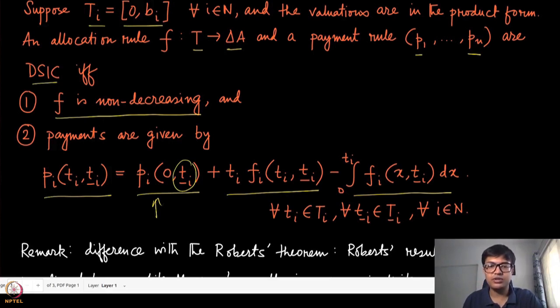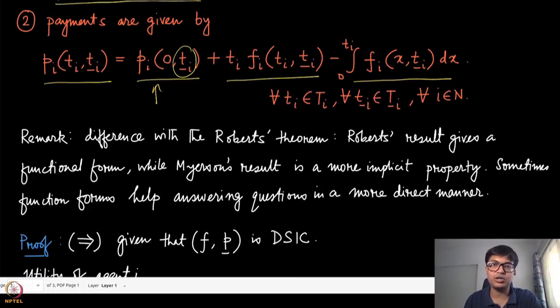The first remark that we are going to make is that this is a little different. We have seen the characterization of truthful mechanisms even for Roberts' theorem, the affine maximizer results by Roberts. But that gives a very specific functional form, while Myerson's result gives a more implicit property. It is saying that if a mechanism is truthful, then some monotonicity condition should hold. So if it has a specific property in one place, then it should continue to hold that property in some other place, and so on.